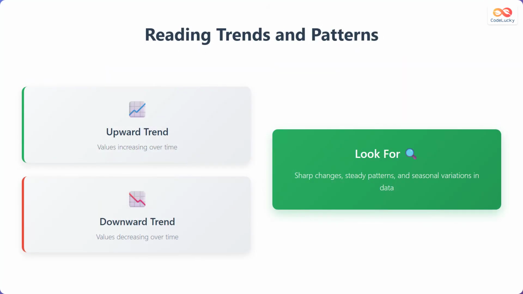One of the most important things we can do with graphs is extract trends and patterns. One such trend is an upward trend, which indicates that values are increasing over time. Similarly, a downward trend indicates that values are decreasing over time. As you examine graphs, always be on the lookout for any sharp changes, steady patterns, and seasonal variations in the data.